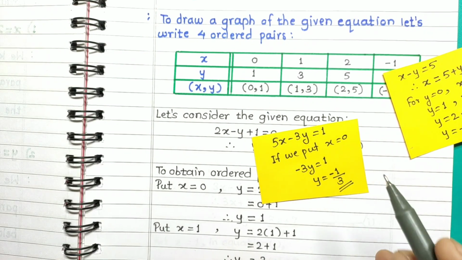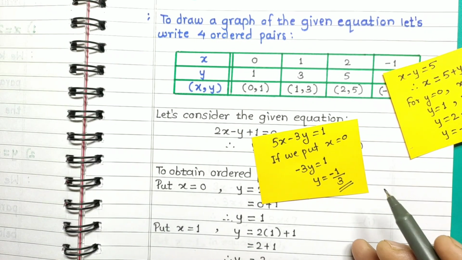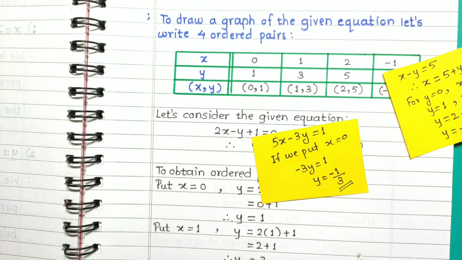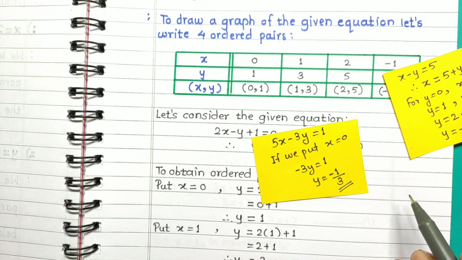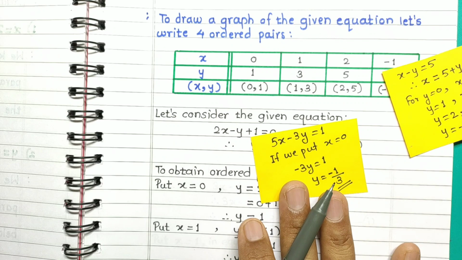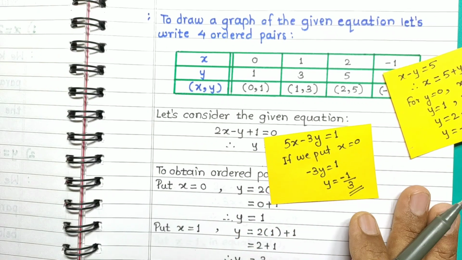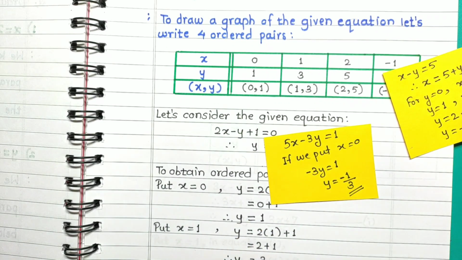So students, you practice these for several examples, then only you can find ordered pairs easily. So students, this is all about the graph of a linear equation. Okay.